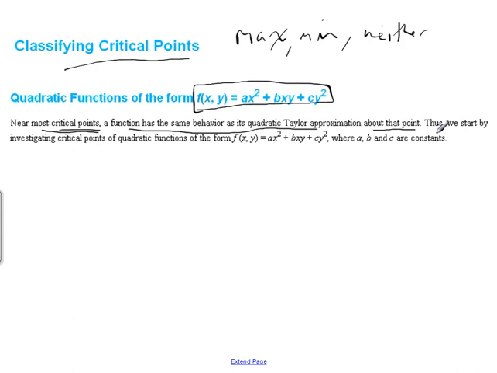So what we'll do, therefore, is start by investigating the critical points of quadratic functions of the following form. And then we're going to use our findings from that and expand upon that to think about the implications using quadratic Taylor approximations.